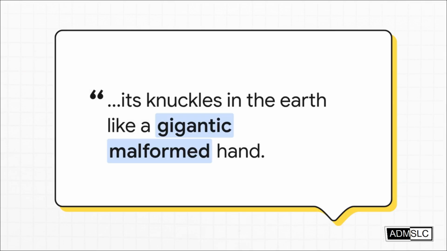Just look at this example. Anyone can say, the writer uses a simile. But to get the top marks, you've got to dig deeper. What's the effect of words like gigantic and malformed? And why compare the tree's knuckles to a hand? What does that comparison actually make you, the reader, think and feel? That's where the real analysis happens.